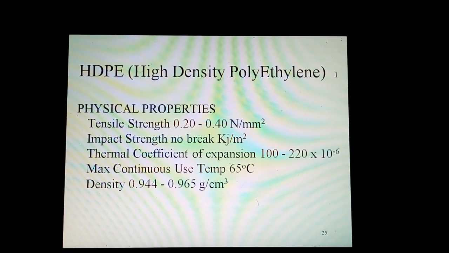Physical properties of HDPE, or high-density polyethylene, are: tensile strength varies from 0.20 to 0.40 newtons per square millimeter. Notched impact strength is no break kilojoules per square meter. Thermal coefficient of expansion varies from 100 to 220 x 10^-6. Maximum continuous use temperature is 65 degrees centigrade. Density varies from 0.944 to 0.965 grams per cubic centimeter.